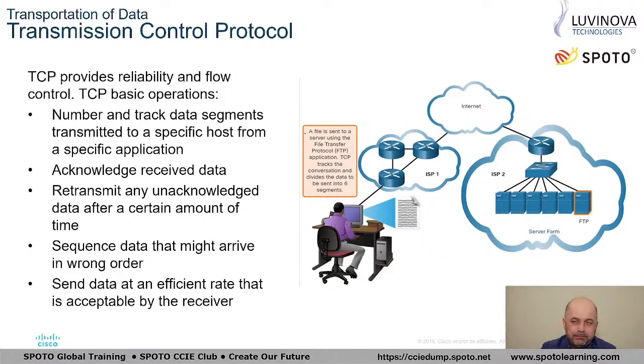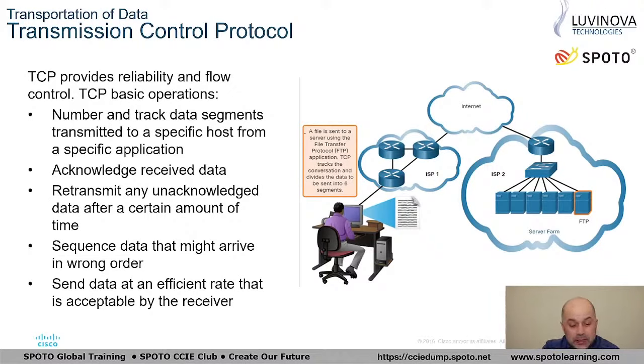Acknowledge received data. What it means is that whenever you send something, TCP ensures the data will be delivered at the destination point. If it's not, TCP will ask the sender to send again the missing data or the missing piece of the data. Because, as you remember from five minutes ago, at the transport layer there is another process called segmentation. Segmentation is dividing the data into small equal parts.